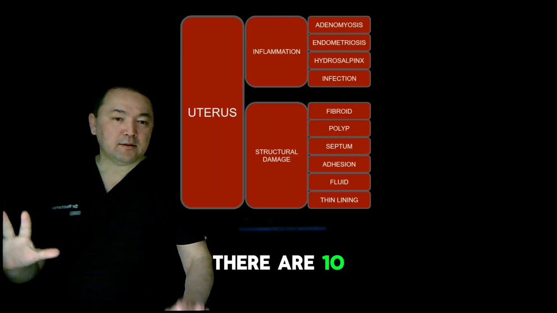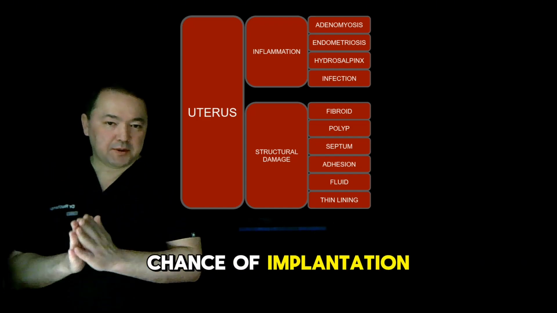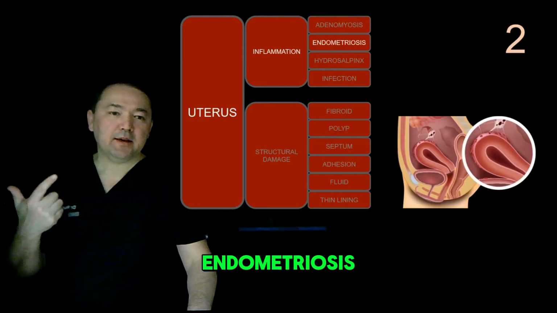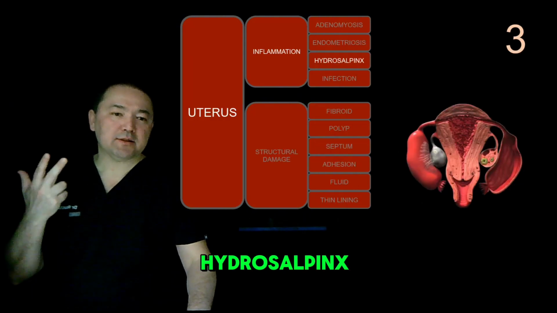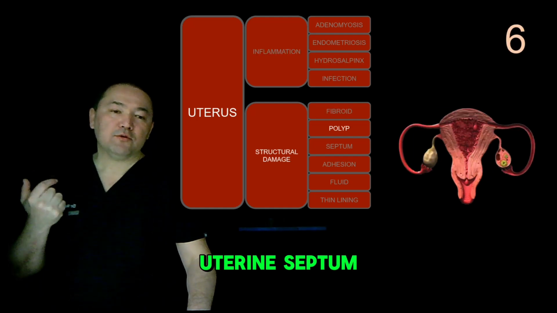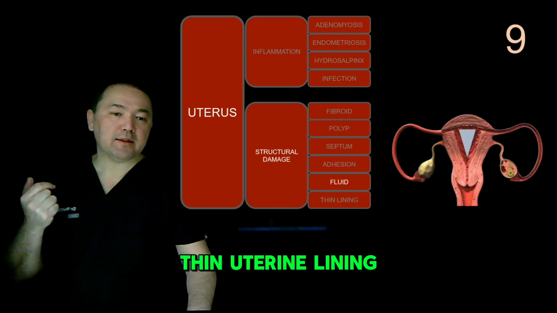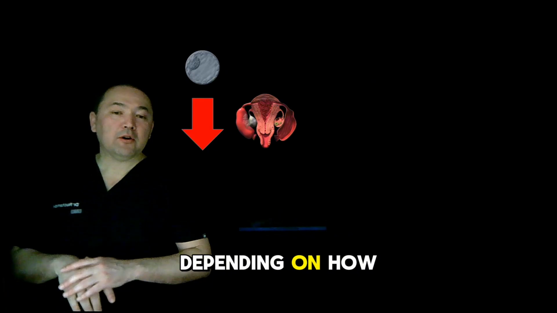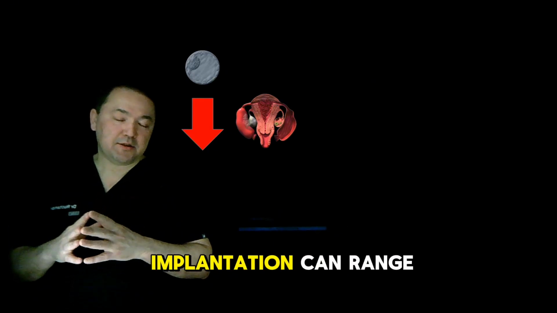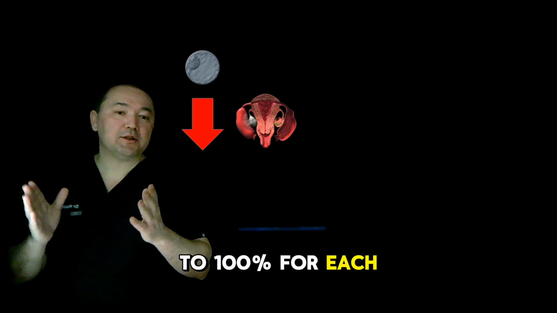There are 10 uterine conditions which can reduce the chance of implantation for the embryos. So these are adenomyosis, endometriosis, hydrosalpinx, pelvic infection, uterine fibroids, uterine polyps, uterine septum, intrauterine adhesions, endometrial fluid, and thin uterine lining. Depending on how severe this condition is for each individual person, the chance of implantation can range from 0 to 100% for each given embryo.